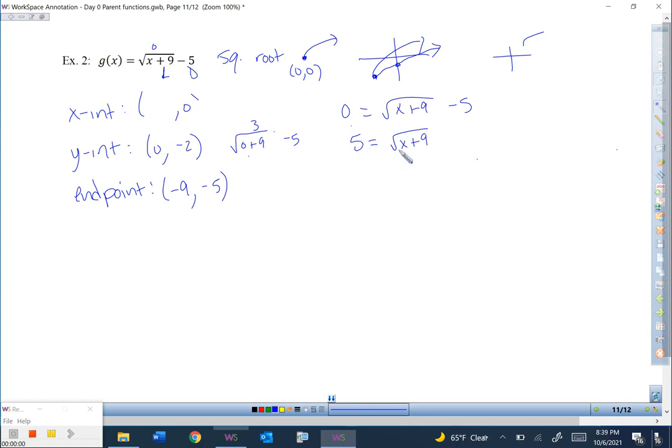But at this point, we're trying to get rid of that square root, so all we have to do is square both sides. So this becomes 5 squared is 25. Over here, those cancel, x plus 9, and you can see we only have one answer. All we have to do is subtract that 9 over. So x equals 16, and that's our x-intercept, 16, 0.